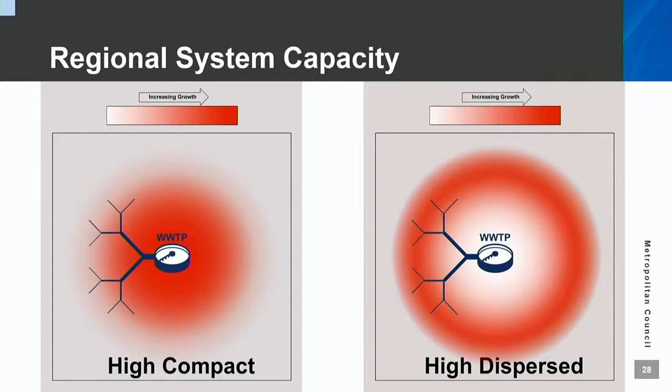So if we look at the high compact scenario there on the left, the majority of growth is occurring in the center and then gradually thinning out. And that increased flow typically goes to our largest interceptors that are located closest to our treatment plant, where they're most capable of handling that capacity. So historically, some of those pipes are oversized and are our oldest parts of our system. So this is more of an efficient use of our built capacity by having that growth occur in areas where we're able to handle those increased flows.